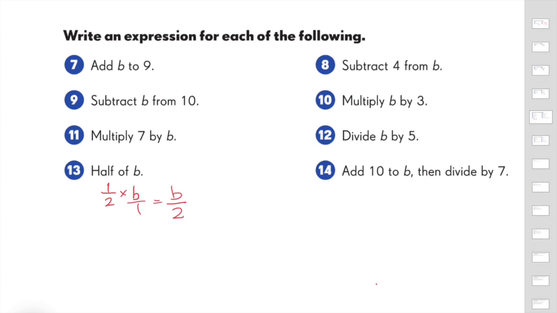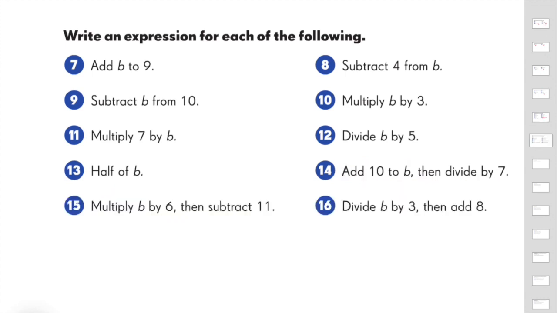Number 14, add 10 to b, then divide by 7. Okay, so let's deal with this first part. Add 10 to b. So 10 plus b. So that's the first part. Then I need to divide that amount by 7. So instead of just writing divided by 7, we're going to put 10 plus b over 7 because that shows division.